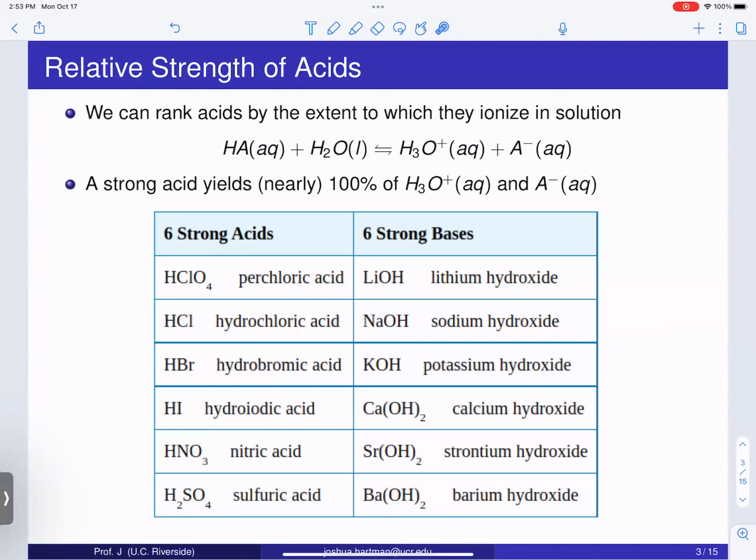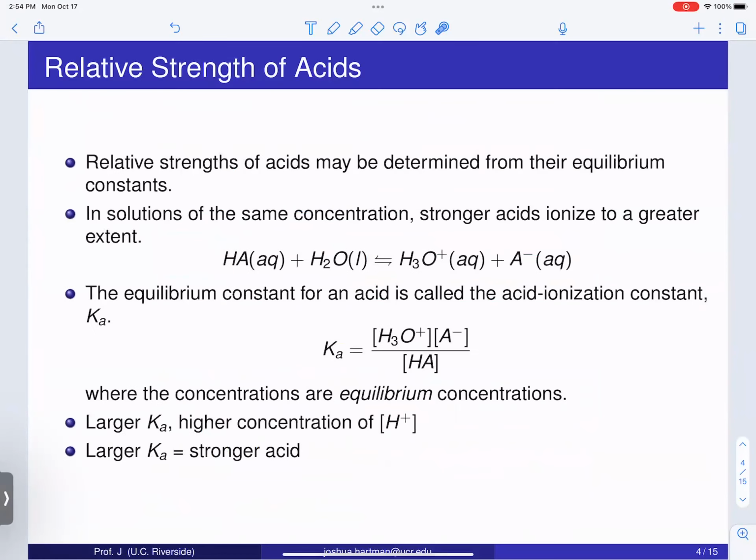All right, now, as the name of this lecture implies, we want to develop tools so that we can start ranking the relative strength of acids that aren't necessarily strong, that don't fully dissociate. And so when we're doing that, we're going to use our concepts from equilibria. And it turns out that we can use equilibrium constants to rank the relative strengths of different acids.